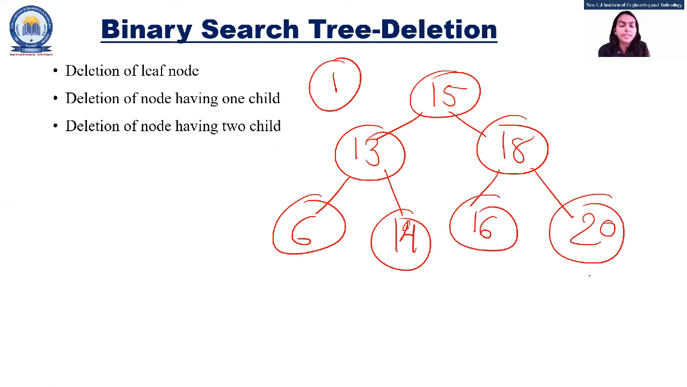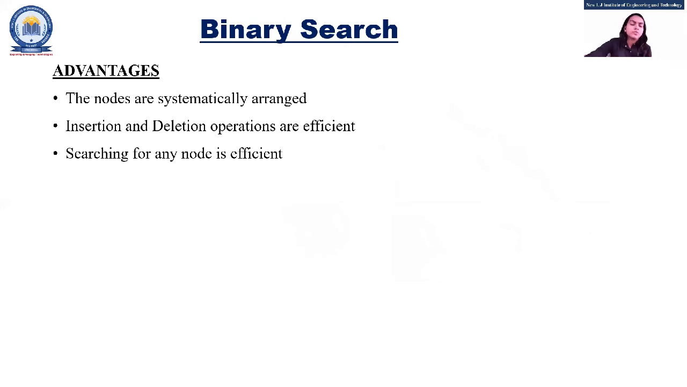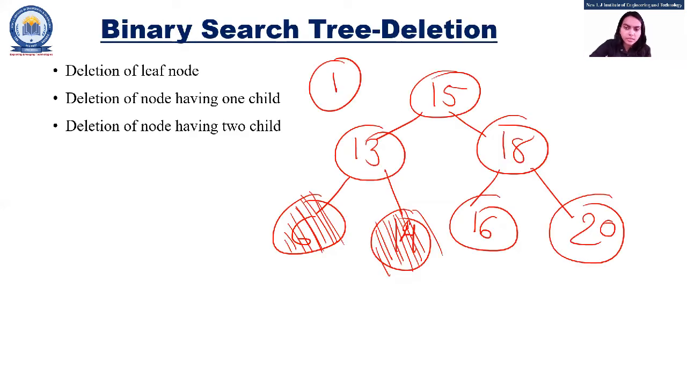Now if you want to delete a leaf node, we just have to make it null, in order to delete the link. So if it is a leaf node, no change in the tree would be there, only the leaf node will get deleted. Now what about if it has one child?